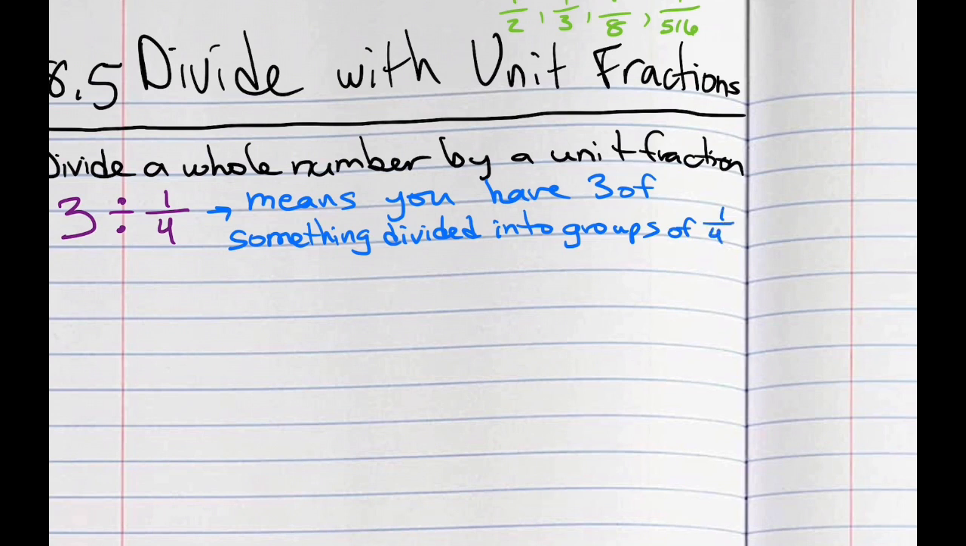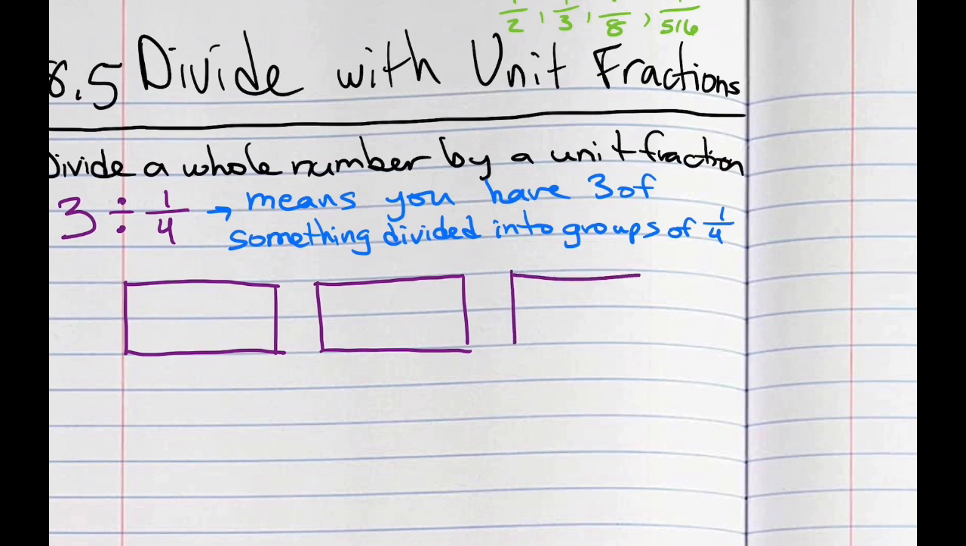So let's do some drawing of this to really understand what it means to have 3 of something and to divide it into groups of 1/4. So right below this, I am going to draw 3 rectangles to represent my whole number 3. It could be 3 pounds or 3 hours or 3 miles. It doesn't really matter what it is, but I'm going to draw these 3 rectangles to represent 3 of something. That's what we have in this scenario. All right, so this is the 3 at the start of my problem.